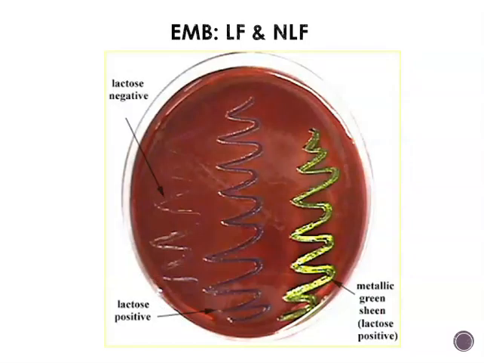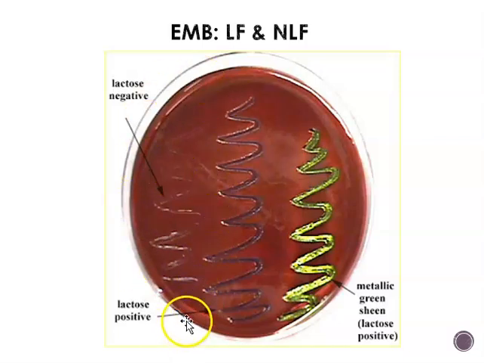Your EMB, again, like I said, your MacConkey and your EMB plates are kind of interchangeable. Your lab would use one or the other, but they're going to tell you the same information. If an organism is growing on the EMB plate, that means that it is a gram-negative rod, because the media is selective for gram-negative rods, but then is also differential based on this lactose fermentation.